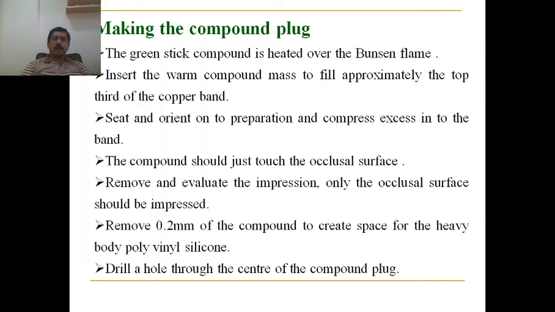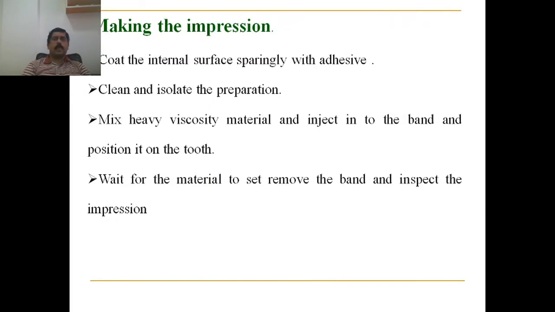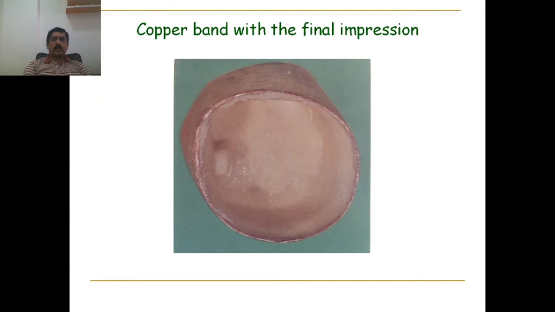Now we will drill a hole through the center of the compound plug. Coat the internal surface sparingly with adhesive. Clean and isolate the preparation. Mix the heavy viscosity material, inject it into the band, and position it on the tooth. Now we will wait for the material to set, then remove the band and inspect the impression. And it will almost look like this.